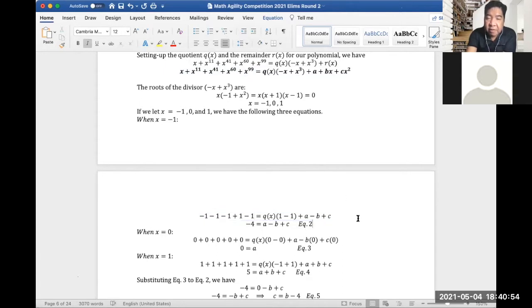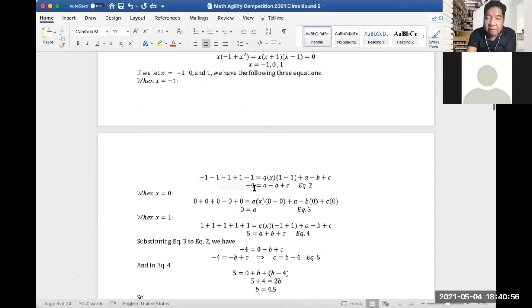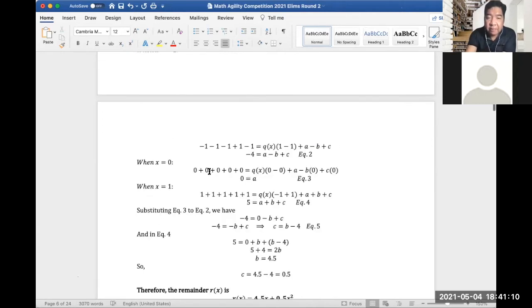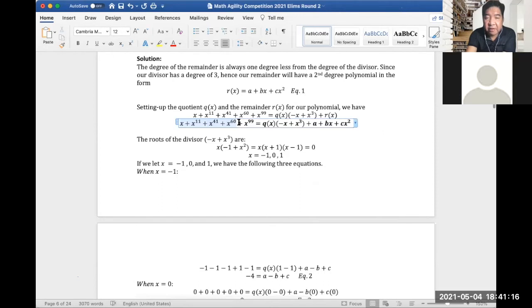If we simplify that, that would be negative 4 equals a minus b plus c. That's equation 2 here. Okay. So now let's move to when x is 0. So substitute that: 0 plus 0 plus 0 plus 0 plus 0, right? Because all of this would give us 0.